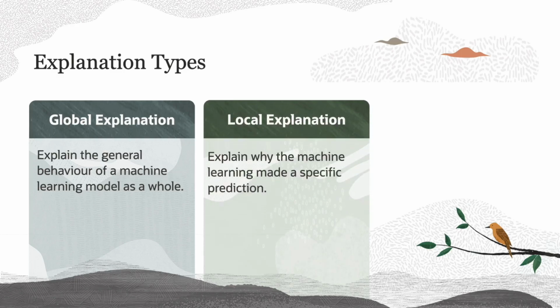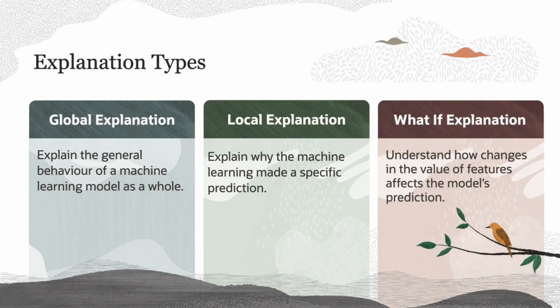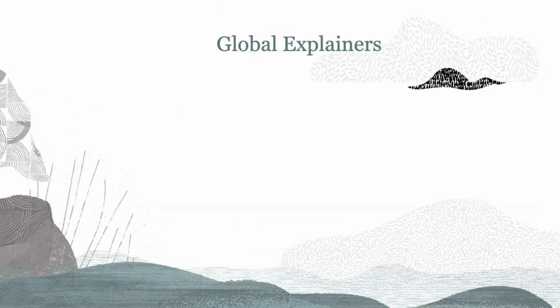Next come the local explanations. It explains why a particular machine learning model would make a specific prediction. So these take care of things locally. The third one is what-if explanation. This analyzes how changes in the value of features affect the model's predictions. In this lesson, you will learn about global explanation, and in the next lesson, we will go over local and what-if explanation.